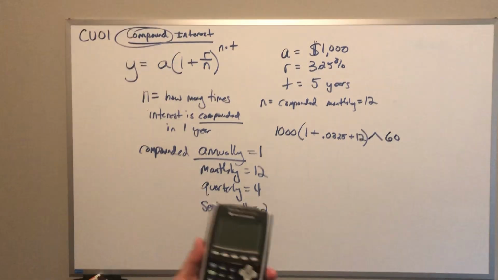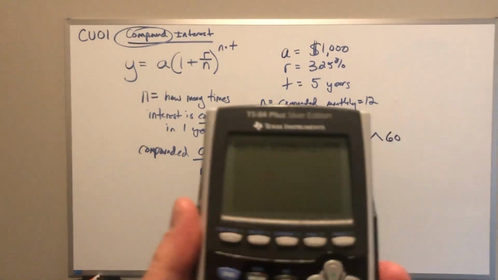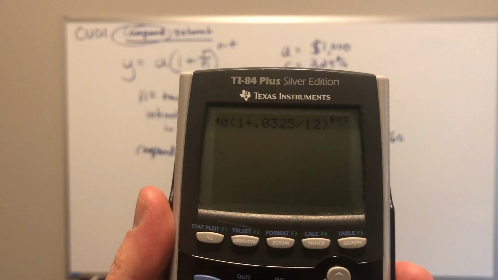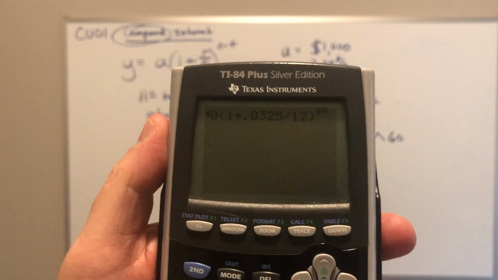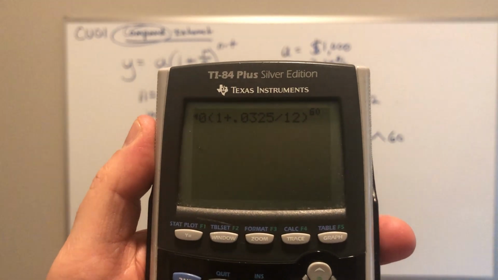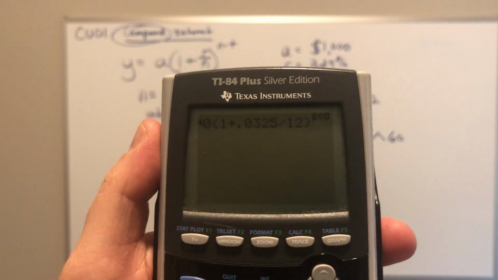Divide by 12. I'm going to raise that to the 60th power. Okay, so hopefully you can see that. Let's see if you can see that. Keep it close. Okay. So I've got the left part of that is the $1,000. And then in the parentheses is 1 plus 0.0325 divided by 12 to the 60th power.